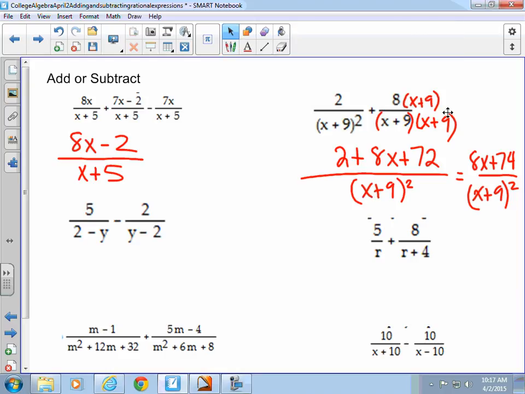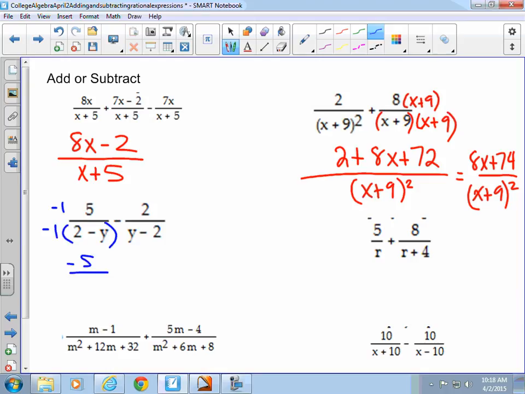Okay, the next one, bottom left. At first glance, the denominators look like they're not the same at all. Well, they're just switched. How can I switch them? Either factor out a negative, or since we're used to multiplying on top and bottom, you could multiply the top and bottom of one of the two by -1. So if I do that, I get -5 over -2 plus y, which is y minus 2.